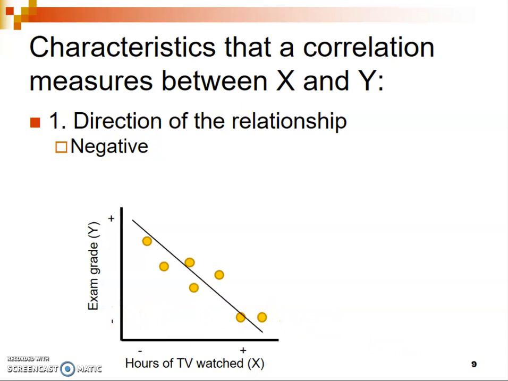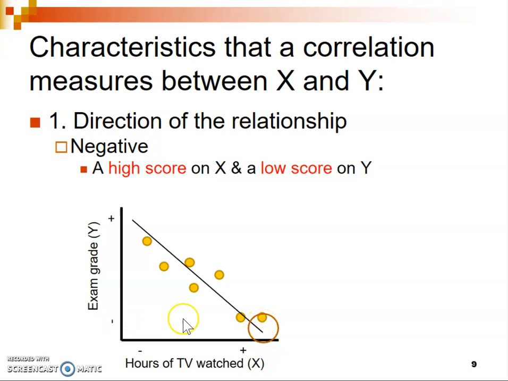So that's an example of what a negative correlation looks like. You see that these data points are trending in this general downward sloping direction. What a negative correlation means is that if you have a high score on one variable, let's say a high score on X, so you spend a lot of time watching TV, that's associated with a low score on Y. So here, a lot of TV being watched is associated with a very low exam score.